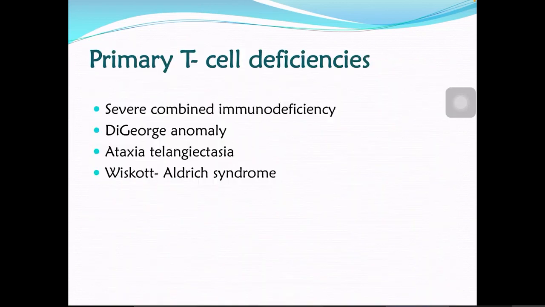Right. So primary T cell deficiencies, there are few entities. We will try to discuss some of them. There is what is known as severe combined immunodeficiency, which is also called SCID. There is DiGeorge anomaly, ataxia, and Wiskott-Aldrich. There are, of course, many more, but these I would think are the more common things. So therefore, I will probably be discussing in detail about some of them.